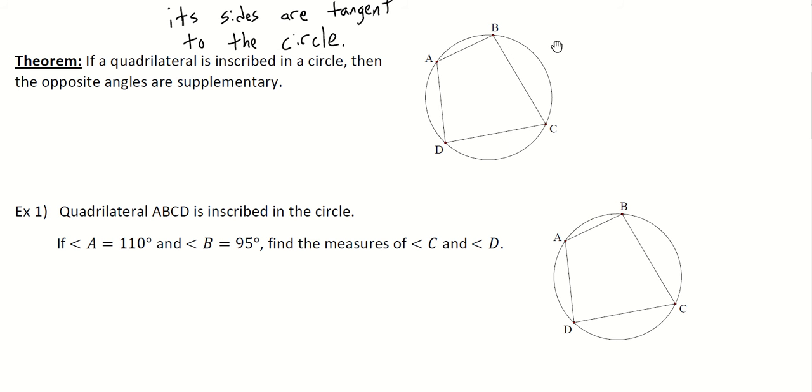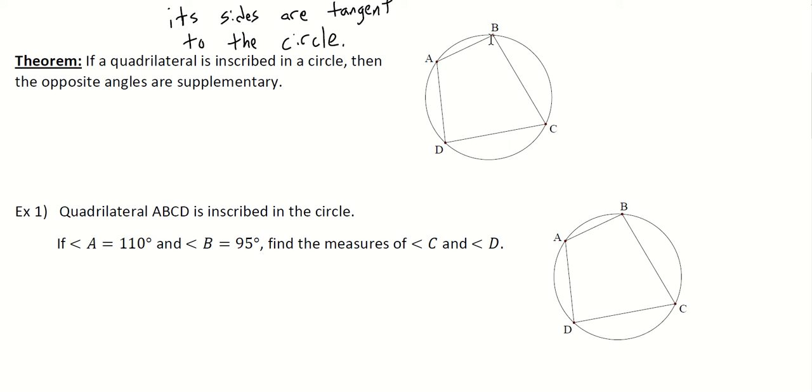We have a theorem. If a quadrilateral is inscribed in a circle, then the opposite angles are supplementary. Now let's think about the proof of this. Take a look at angle ADC down here, vertex D. Its intercepted arc is arc ABC. So arc ABC is going to be twice the measure of angle D.